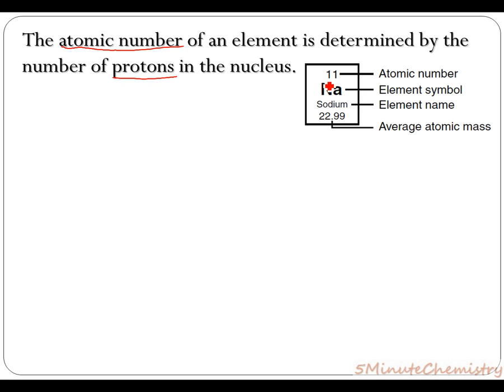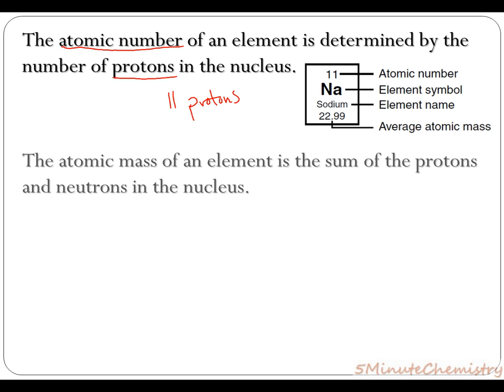So if you look here, sodium has an atomic number of 11, average mass of 22.99. So because the atomic number is 11, we know that there are 11 protons for sodium. Okay, now this is important. As long as the element is sodium, it will always have 11 protons no matter what. That cannot change. The identity of the atom is based upon the number of protons.